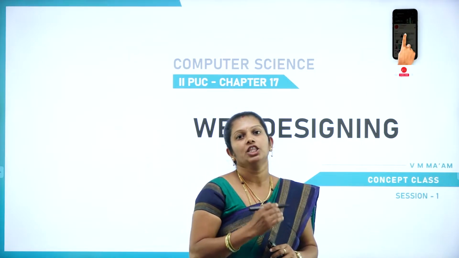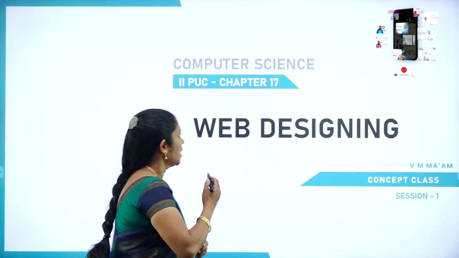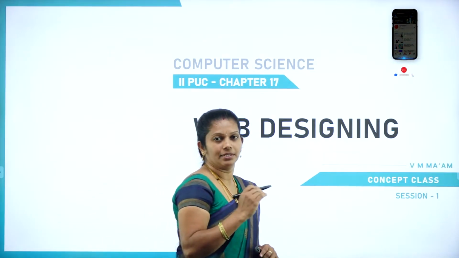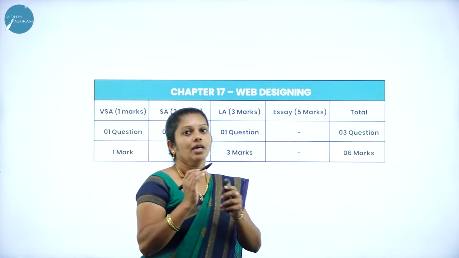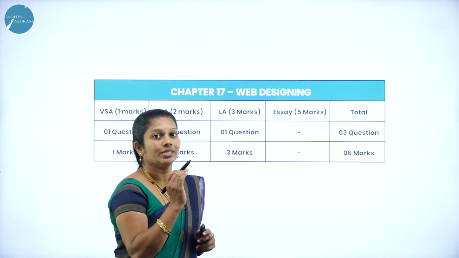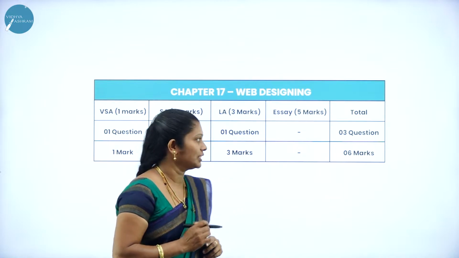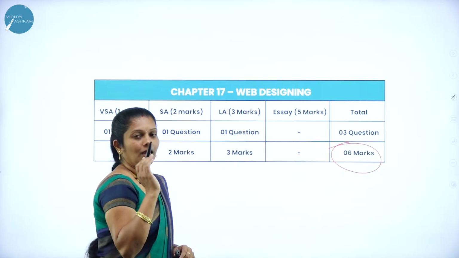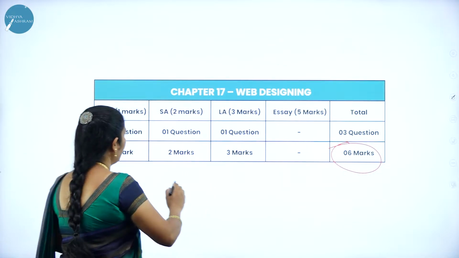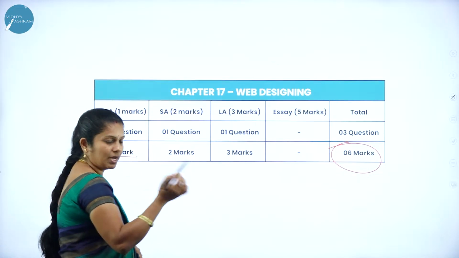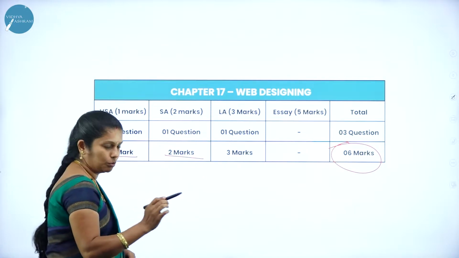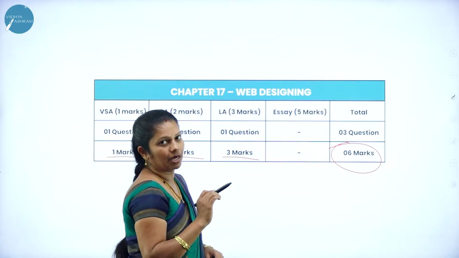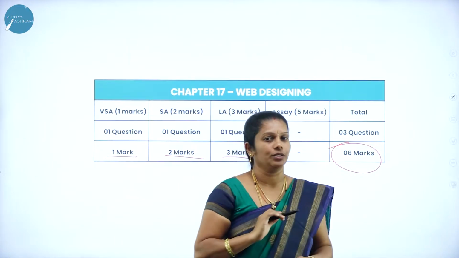Today we are going to start a new chapter, that is web designing. This is the easiest chapter, and in the final exam you will get around 6 marks from it. The total weightage of this chapter is 6 marks in the annual exam. Out of 6 marks, in part A they will ask 1 question for 1 mark, in part B 1 question for 2 marks. In the same way, in part C also 1 question for 3 marks. Totally 6 marks weightage on this chapter.